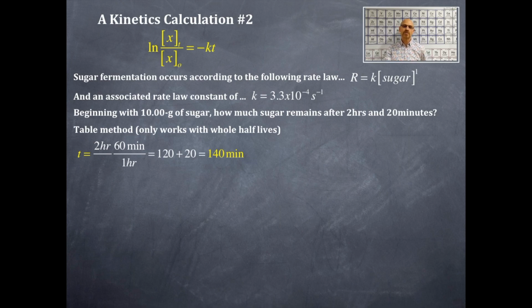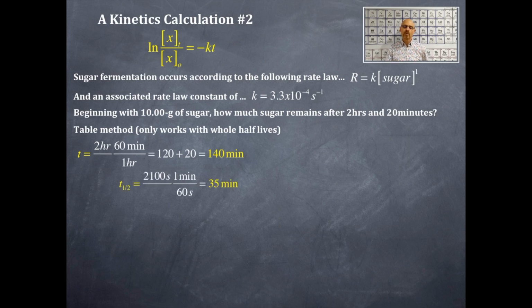I'm going to convert the 2 hours into minutes. So you should see that the hours cancel out, and for every hour you've got 60 minutes. So now for 2 hours, there's 120 minutes. But there's an additional 20 minutes. So it's 120 plus the 20 minutes of additional time beyond the 2 hours. So that equals a total time of 140 minutes. Okay, that's our total time, 140 minutes.